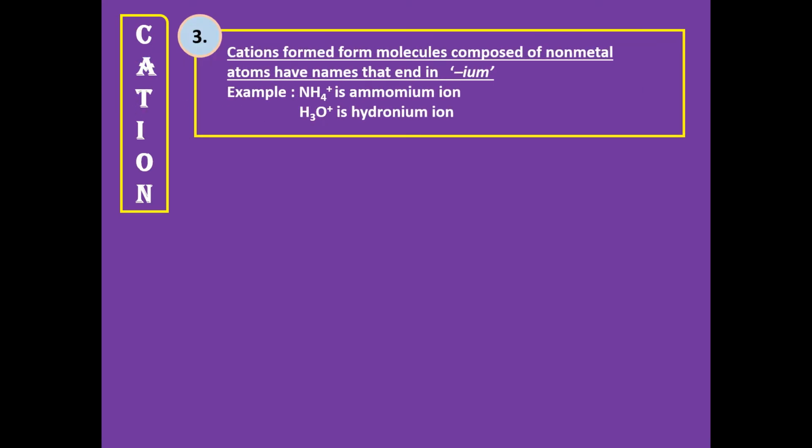The third part, cations formed from molecules composed of non-metal atoms have names that end in -ium. For example, NH4+ is ammonium ion, H3O+ is hydronium ion.